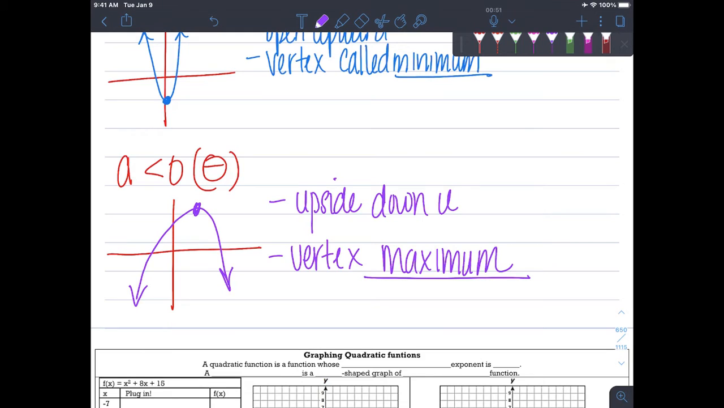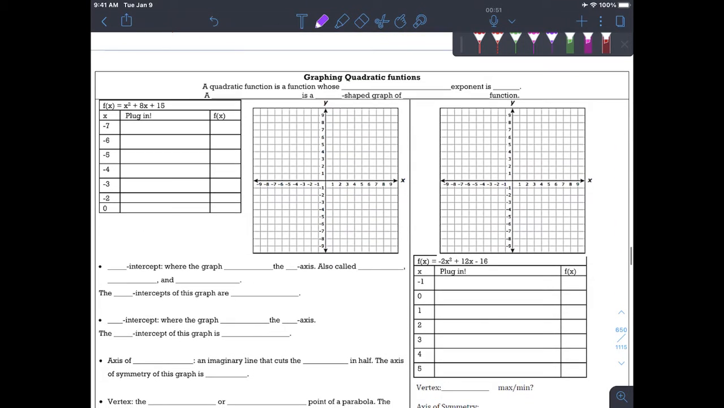Okay, so I want to identify a couple of other things, but we'll do that as we're going through our notes. So let's take a look at these. A quadratic function is a function whose highest exponent is 2. A parabola is a U-shaped graph of what is called a quadratic function.